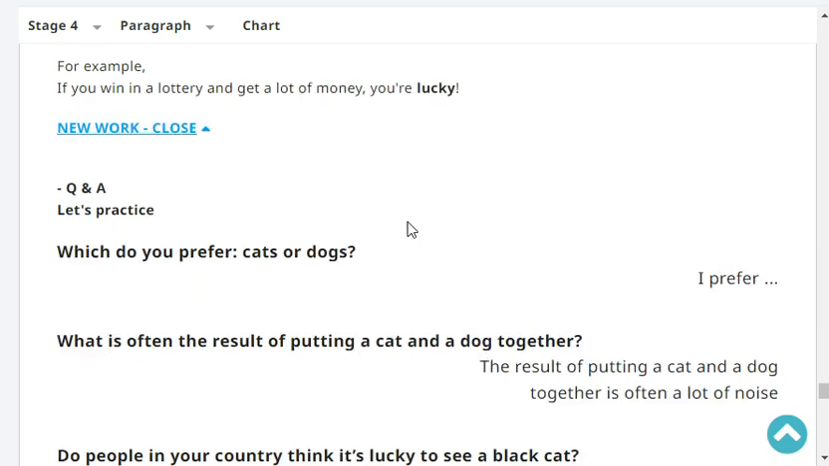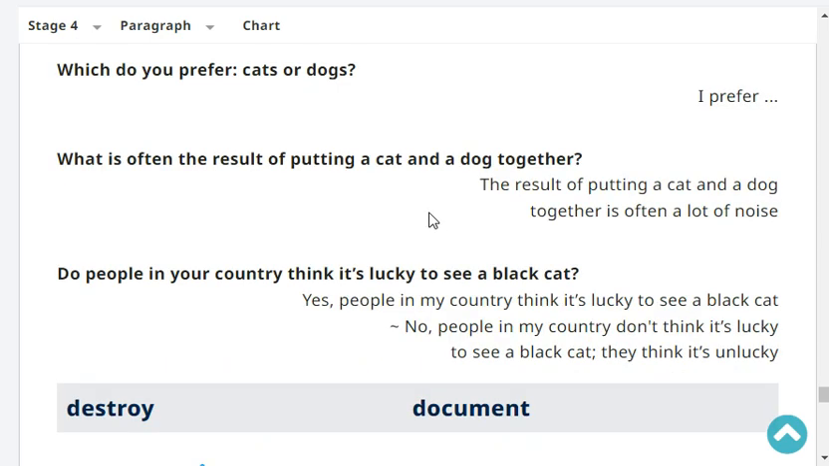Let's practice. Which do you prefer? Cats or dogs? I prefer dogs to cats. Very good. One more. I prefer dogs to cats. Very good.